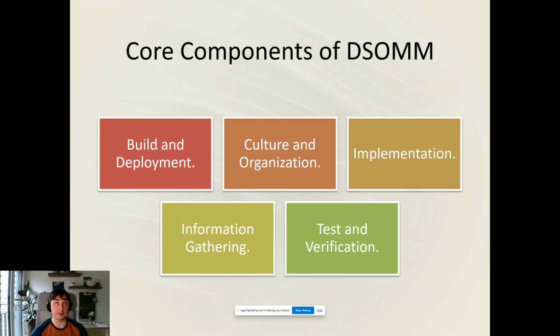With that being said, the whole DSOMM diagram is actually split into 5 different sections, and then there are sub-dimensions on top of that. But the main ones are build and deployment, culture and organization, implementation, information gathering, and finally tests and verification.